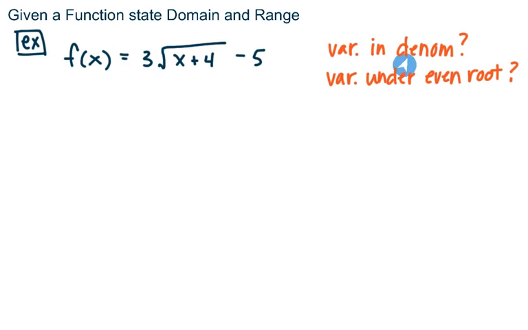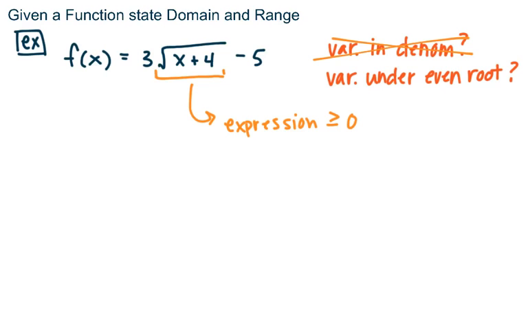Remember, we have two questions we ask ourselves before we start a domain problem. Is there a variable in the denominator, or is there a variable under an even root? Now, in this problem, we don't have a denominator, so we know that's not the case. But we do have an even indexed root, the square root of x plus 4. So keep in mind, there's a little invisible 2 right there. Since we have an even indexed root, what we know is that the expression under the radical, that expression x plus 4, must be greater than or equal to 0. So we can say x plus 4 is greater than or equal to 0, or rather, x is greater than or equal to negative 4.